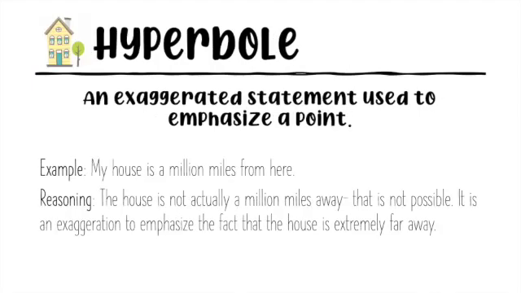Lastly for today, we have hyperbole, an exaggerated statement used to emphasize a point. Here's the example. My house is 1,000,000 miles from here. The reasoning for this is the house is not actually 1,000,000 miles away. That is not possible. It is an exaggeration to emphasize the fact that the house is extremely far away.